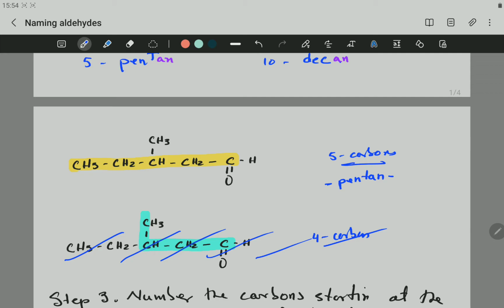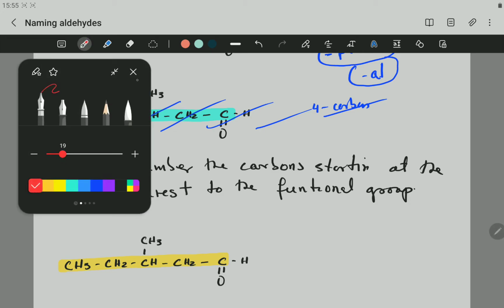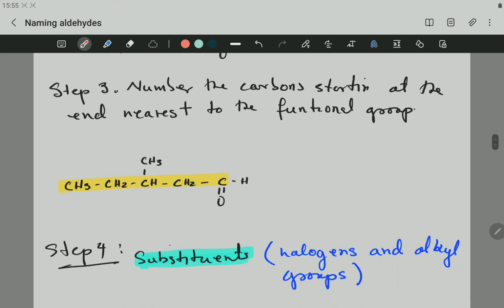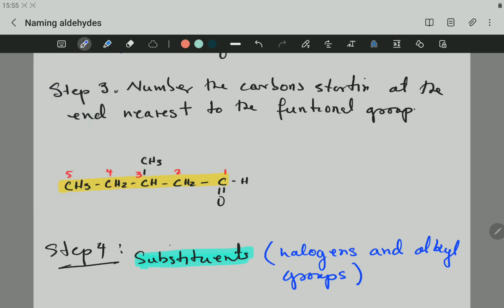So what do we know up until now? We know the number of carbons is going to be pentane, and that it's going to end in al because it's an aldehyde. So this is what we have up until now. Then step 3, number the carbon starting at the end nearest to the functional group. In the aldehyde, this is quite easy because the functional group is always the first carbon. So there is no option. The only option is starting from the right-hand side, because it's the functional group. So it's 1, 2, 3, 4, and 5. And note what we have up until now: we have al, we have pentane.